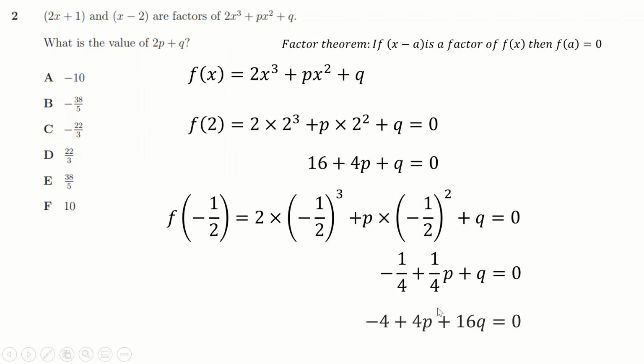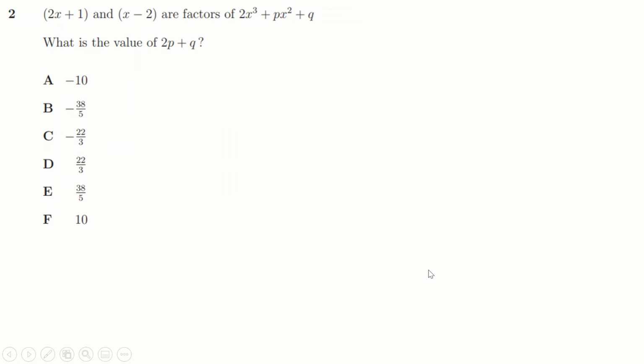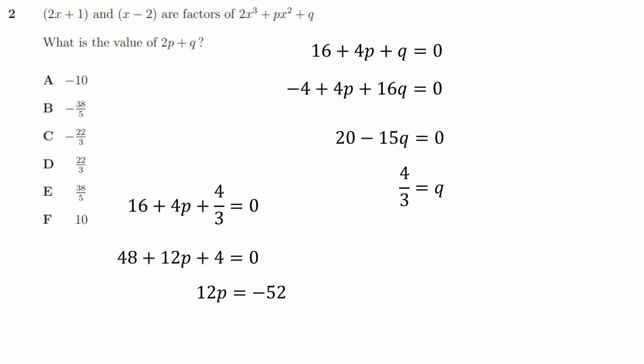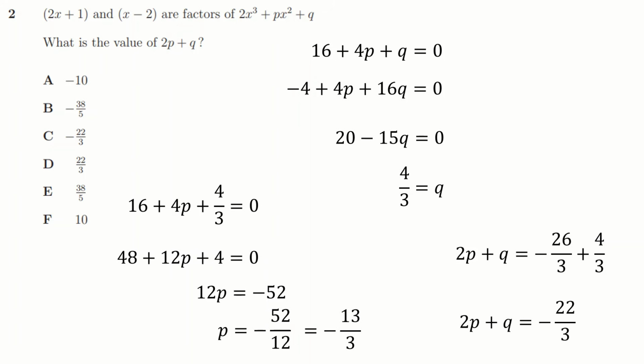Simplify that, times it all by 4, and we get a simultaneous equation, right? Put those together, solve it however you want to, I don't care. You solve for q, then you put it back into solve for p, and then you put both expressions into here to find the value of 2p plus q, and you get your answer.